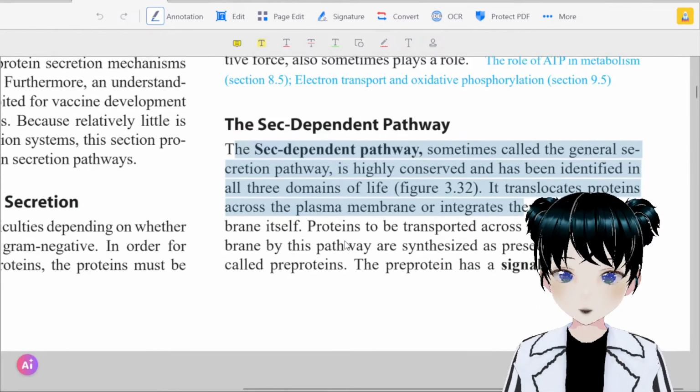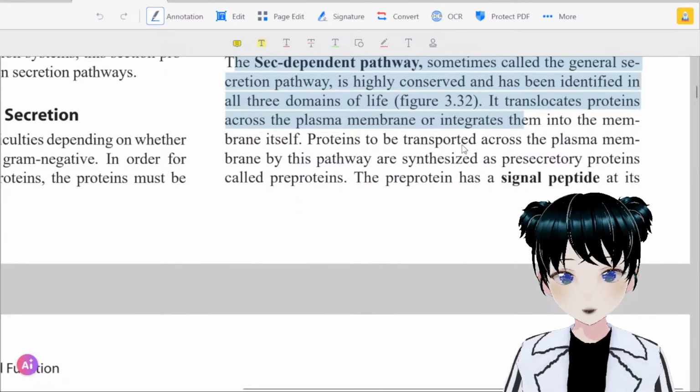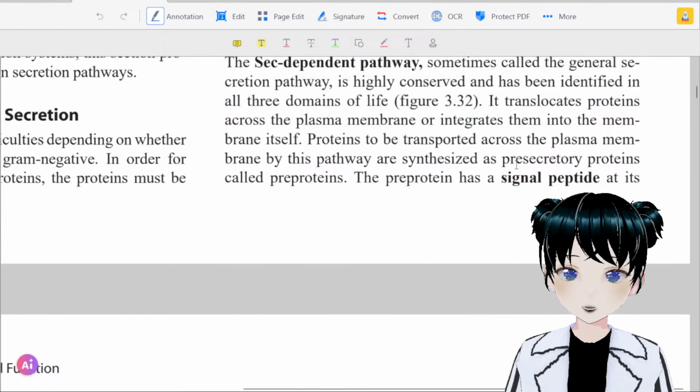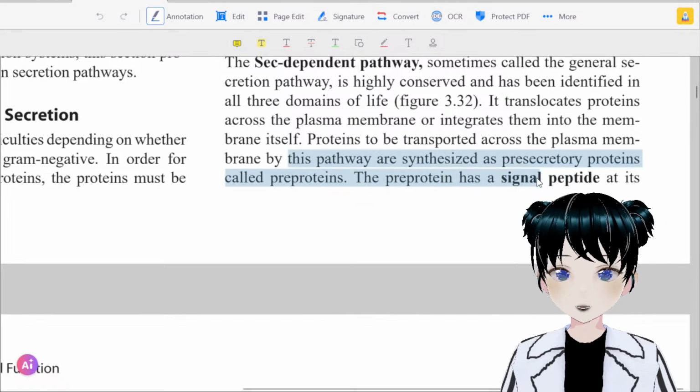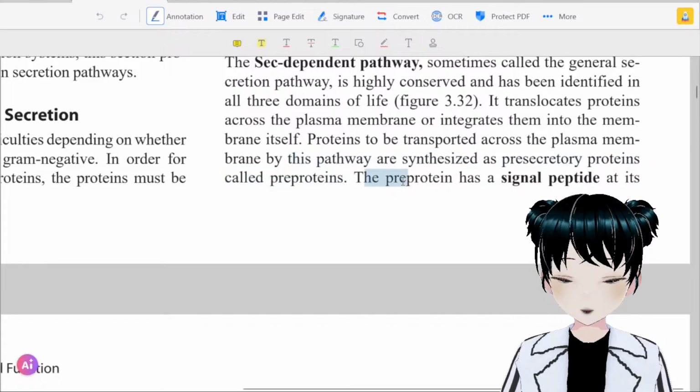It translocates proteins across the plasma membrane or integrates them into the membrane itself. Proteins to be transported across the plasma membrane by this pathway are synthesized as pre-secreted proteins, called preproteins.